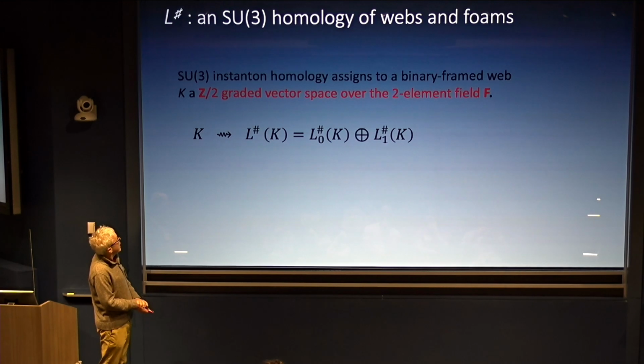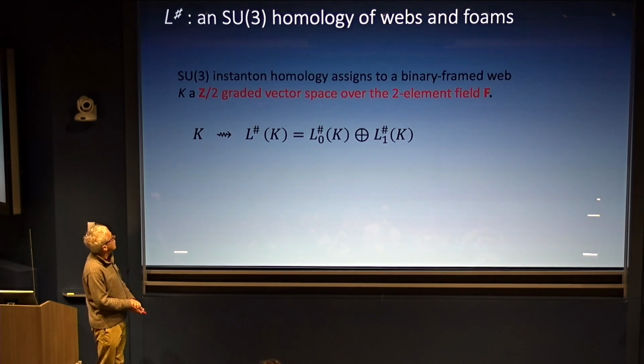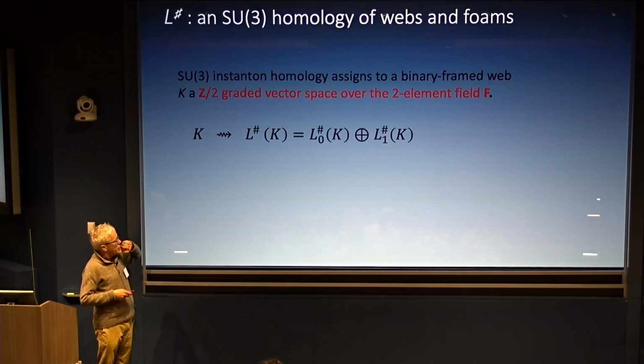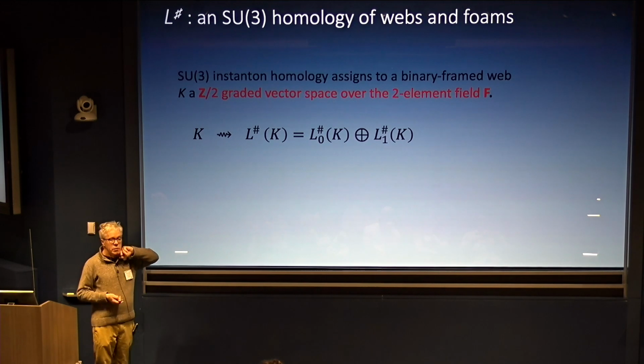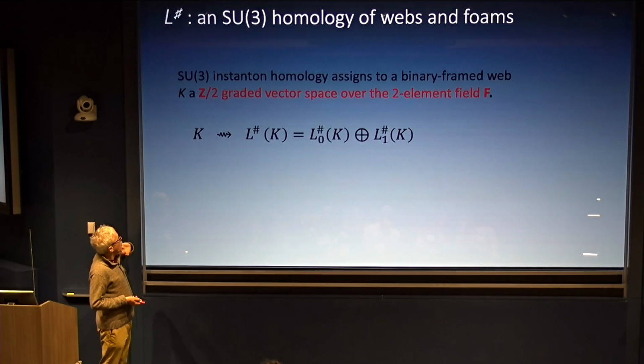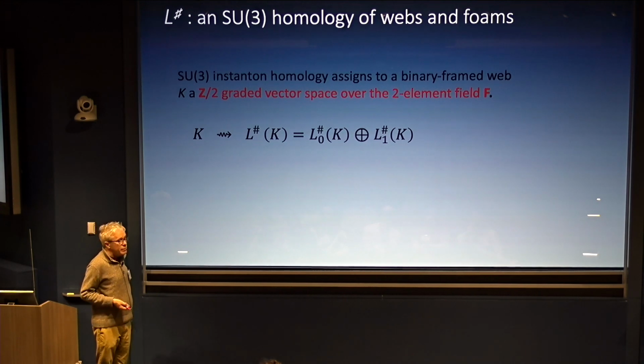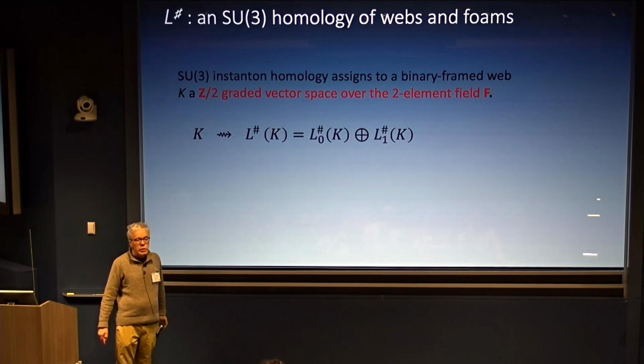L-sharp is an SU3 Instanton homology for webs and foams. What does it do? Although there's potential to define this with, say, integer coefficients, we'll always be using the field of 2 elements in this talk. And what L-sharp does is assign to a web in a 3-manifold or in 3 space a vector space, L-sharp of K, of finite dimension, which is Z mod 2 graded.